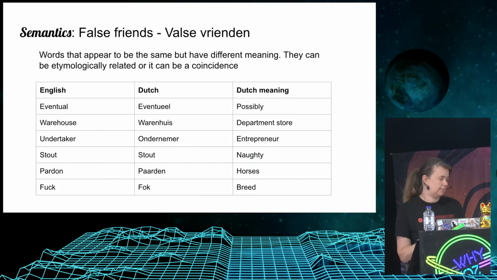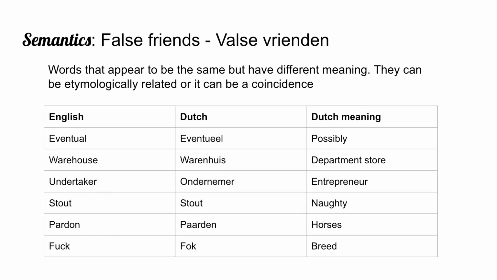Then, semantics. Now we're going to focus a little bit more on Dutch. So semantics is about the meaning of words. And I've just given you some examples. These are examples of false friends between English and Dutch. Words that appear to be the same, but they have different meaning. And the reason for that difference, they can be etymologically related. They can have the same origin, but somehow the meaning differed over the years. Or the two words are just not related and they just look a little bit similar.